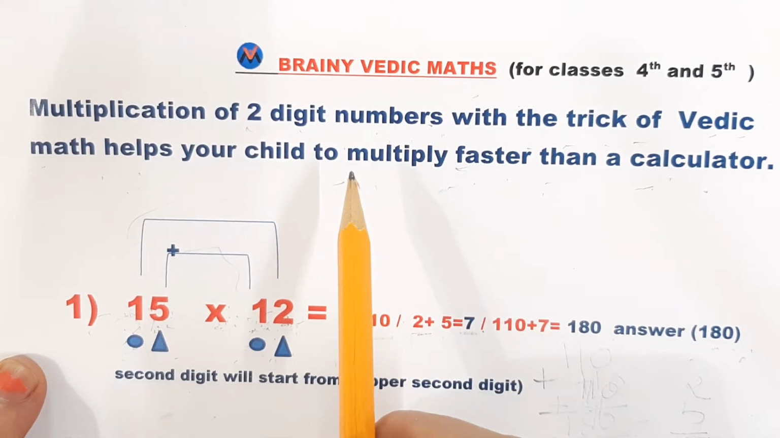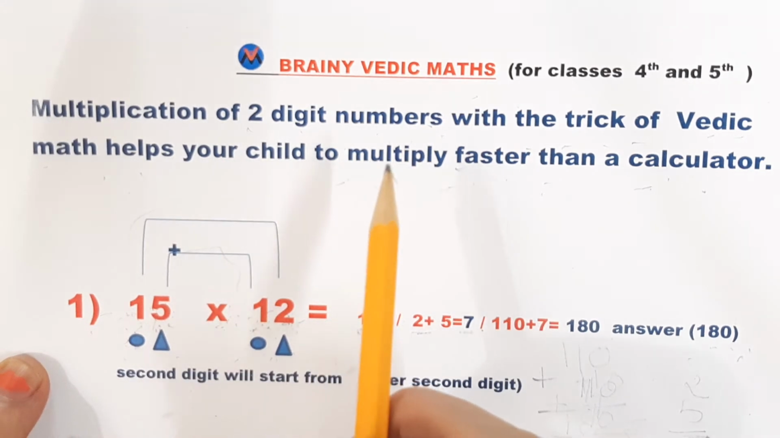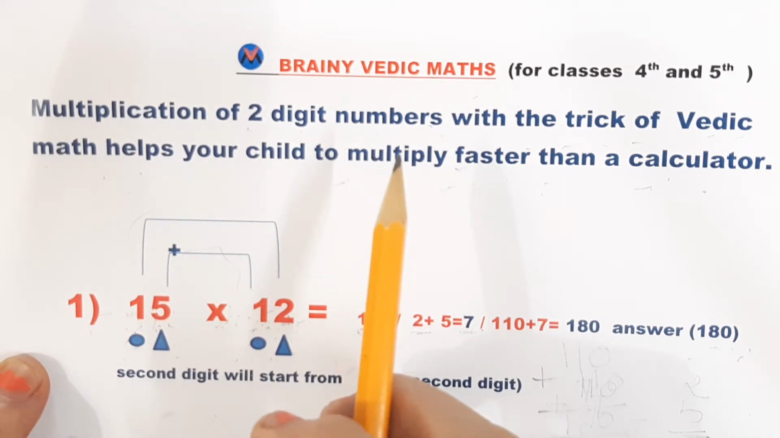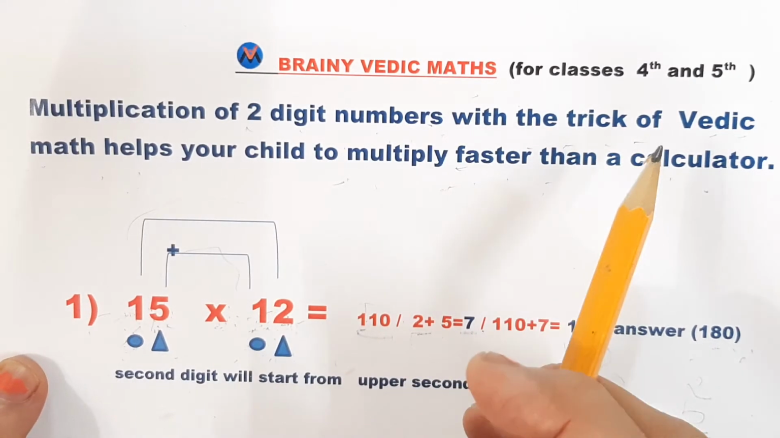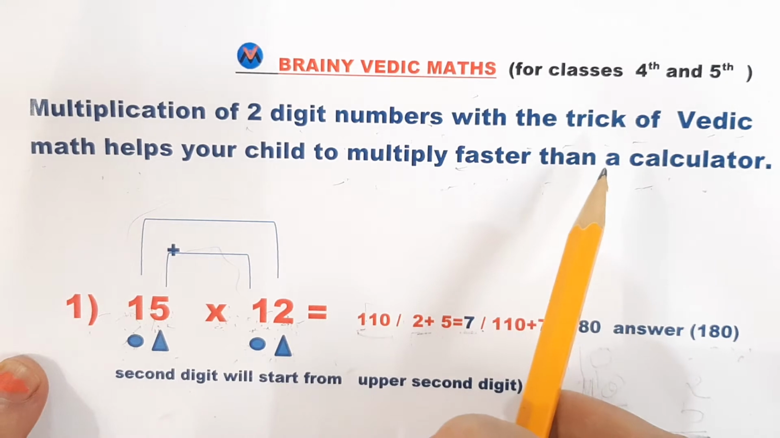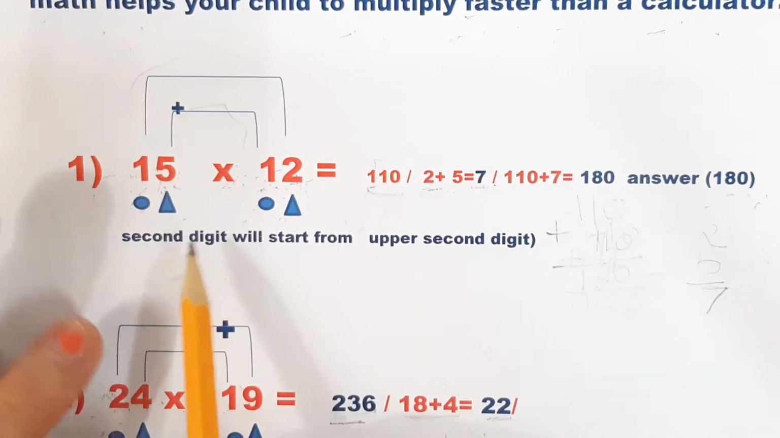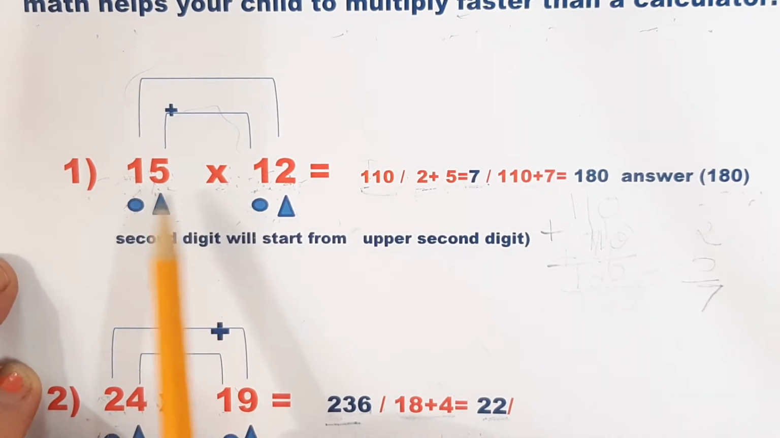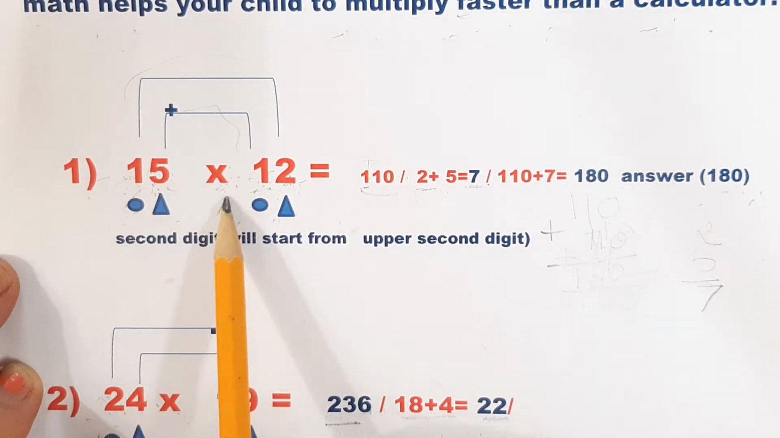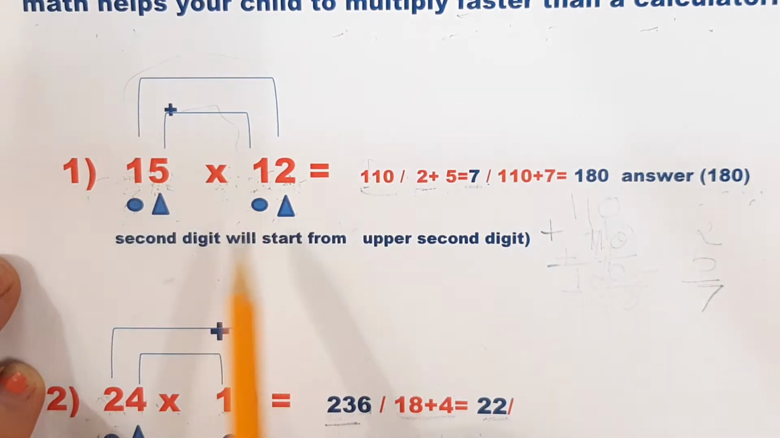Today my subject is multiplication with two-digit numbers, but I am showing you with Vedic mathematics tricks which help your child to multiply faster than a calculator. The first example is 15 multiplied by 12.